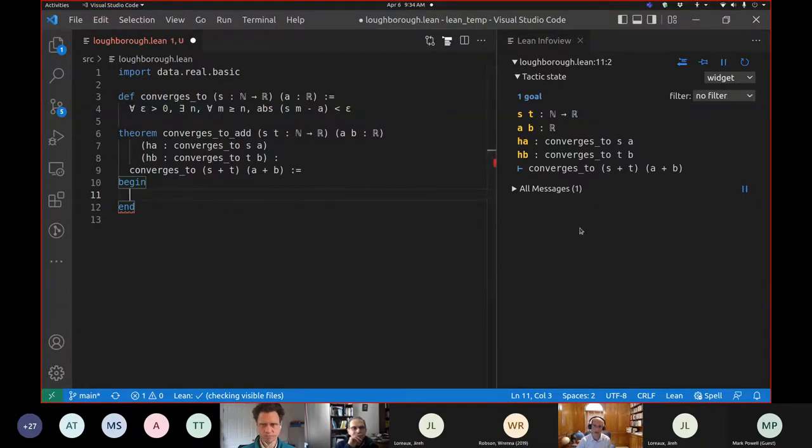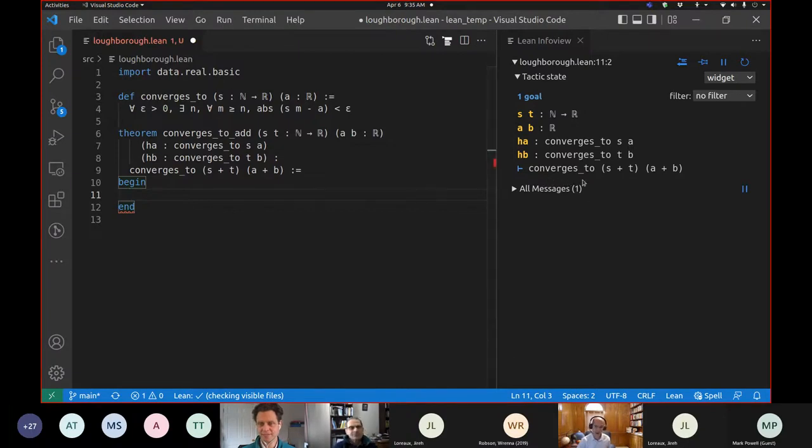And on the right side, Lean is telling us where we are in the proof so far. So the way to read the goal on the right side is, at this stage, we've got two sequences, S and T. We've got real numbers A and B. We've got the hypothesis that S converges to A and the hypothesis that T converges to B. And after that turnstile symbol, that's the goal. That's what we're trying to prove. Okay.